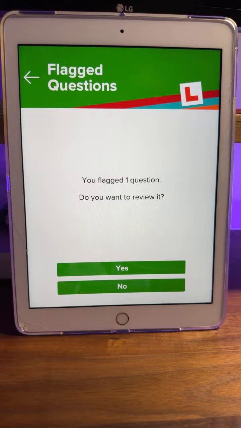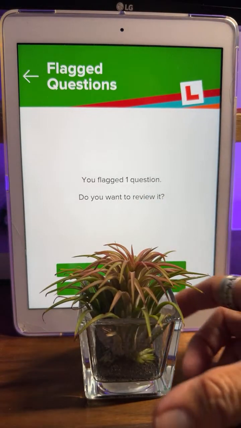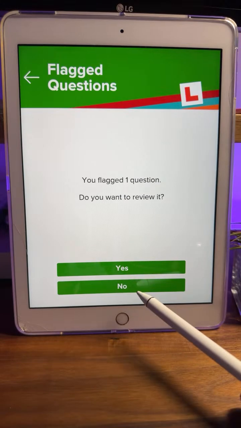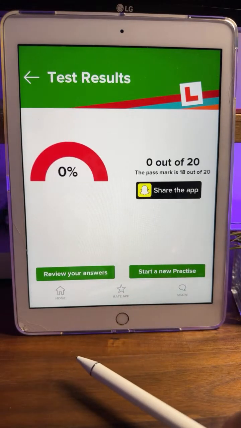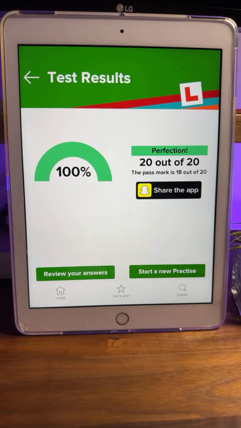Normally it's a bit of a plant time here, don't we? Let's have a quick look at the plant. There he is. There's Vimto the plant. There he goes. Okay, Daisy says we got 20 out of 20. We're not going to review it. Let's have a look. What did we get? Look at that. We got 20 out of 20.